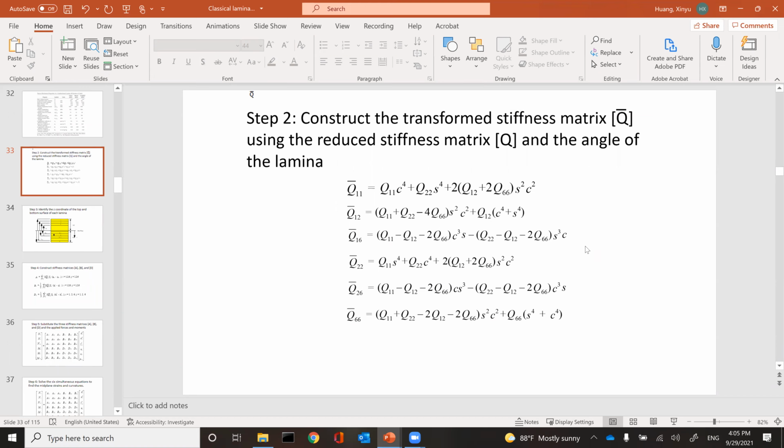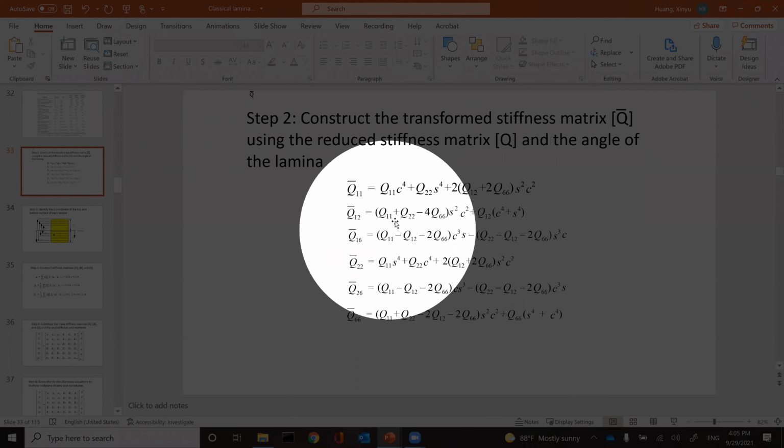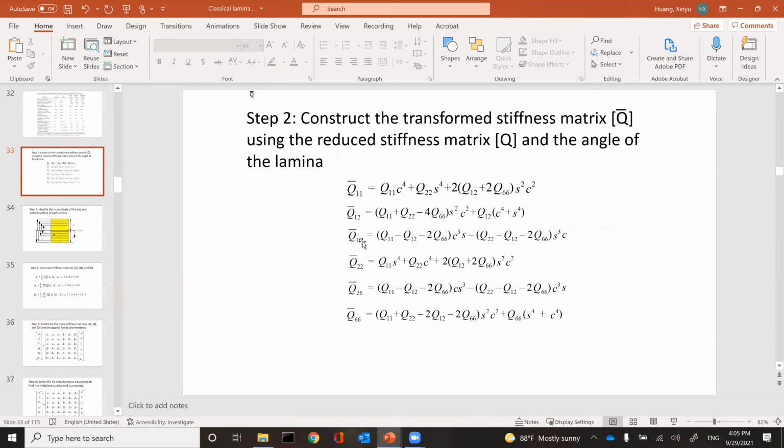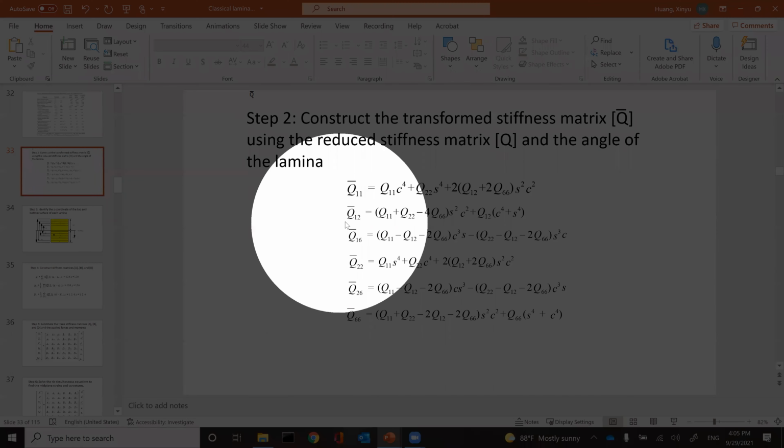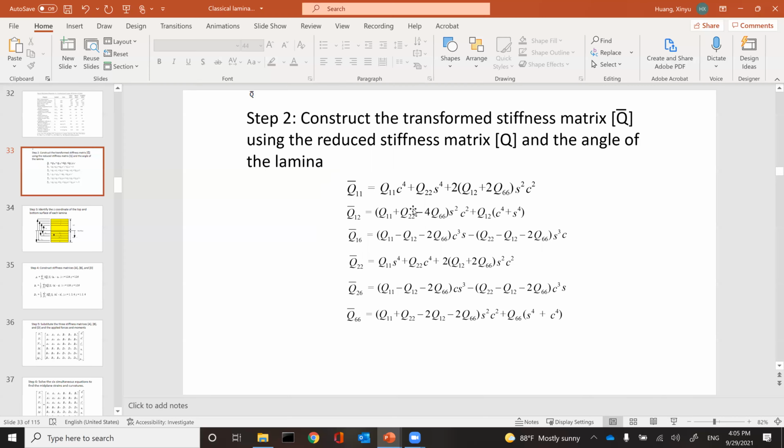This is all the Q bars. Why is it not 9 elements? Why is it 6 elements? It's a 3 by 3 matrix, so why do I calculate only 6 numbers? Symmetry. This matrix is symmetric with respect to the diagonal, so there are only 6 independent entries. So Q12 is given here, not Q21, because Q21 is equal to Q12. They're the same. Okay, symmetric.